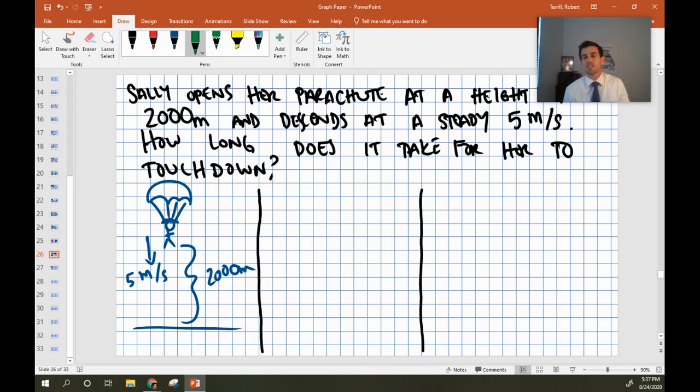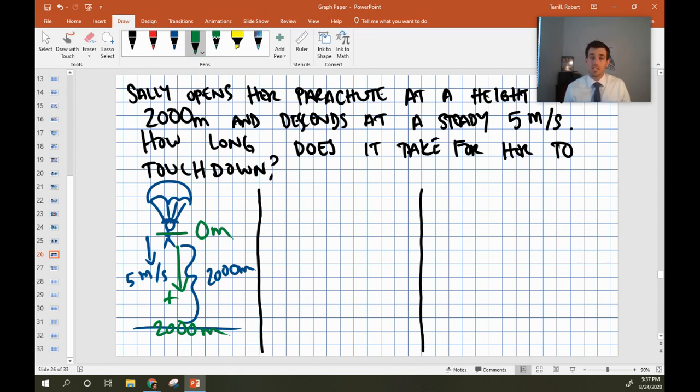And I'm going to do something that's going to seem really weird to you guys right now, but I promise this is the best way to do this problem. I'm going to put her initial position at 0 meters. So where she's starting in the air is 0 meters, which means down here is 2,000 meters away from her. And what's also going to be weird is I'm going to identify down as being positive. So down is positive 2,000 instead of negative 2,000.